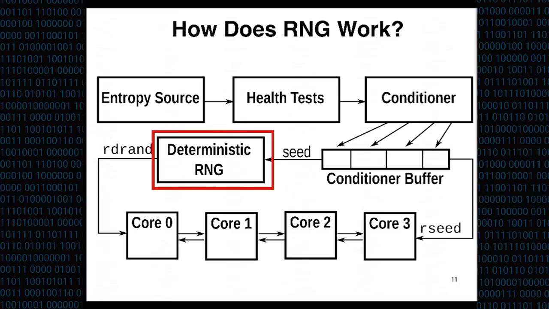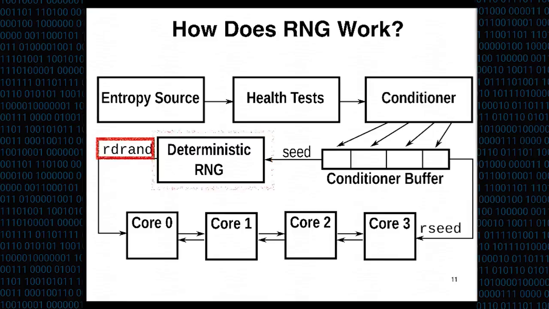Now, so we have two interfaces to this hardware. One is the deterministic random number generator, which would be used by the rdrand instruction. In this case, it just gives a random seed to the deterministic RNG, which very quickly starts giving pseudo-random numbers back to the CPU. So if a CPU core wants pseudo-random numbers, it'll use the rdrand instruction and quickly get them from there.